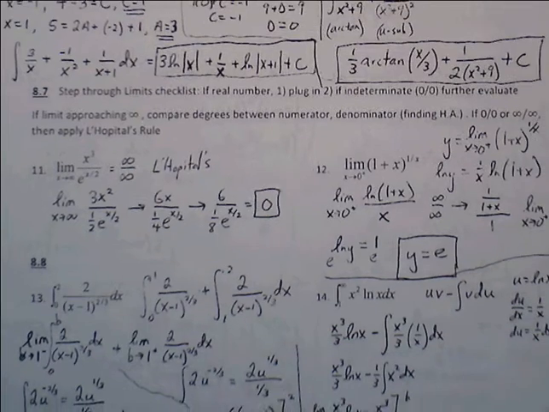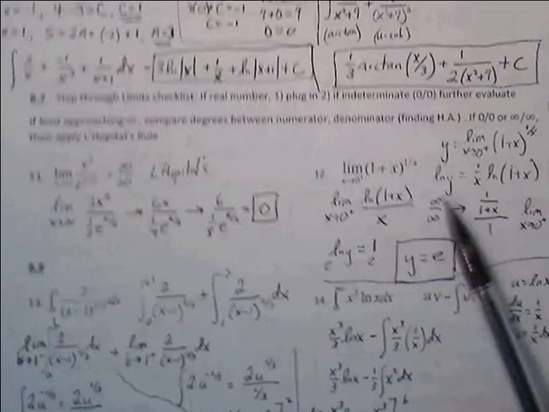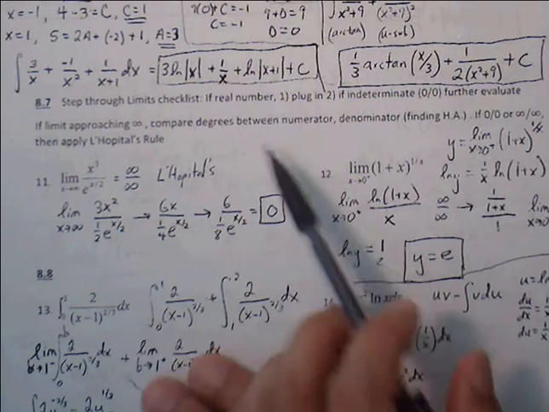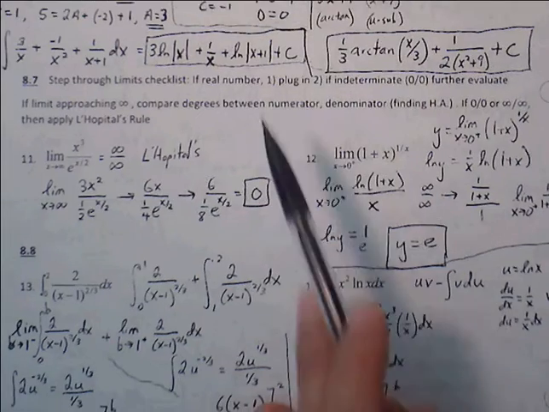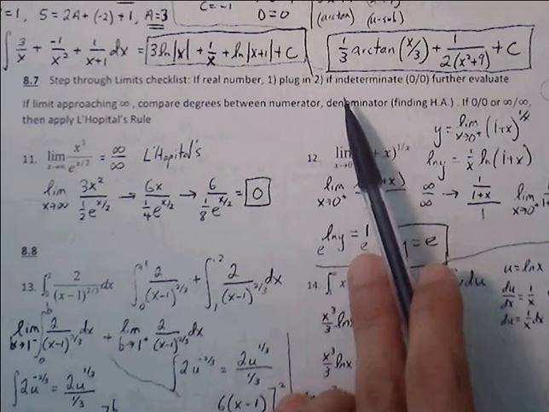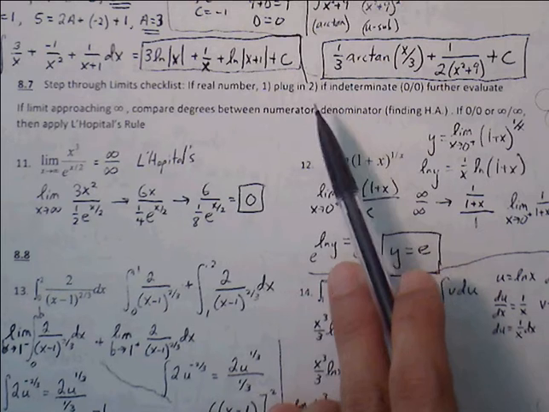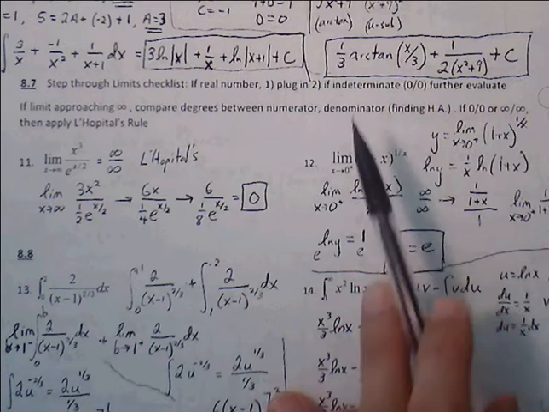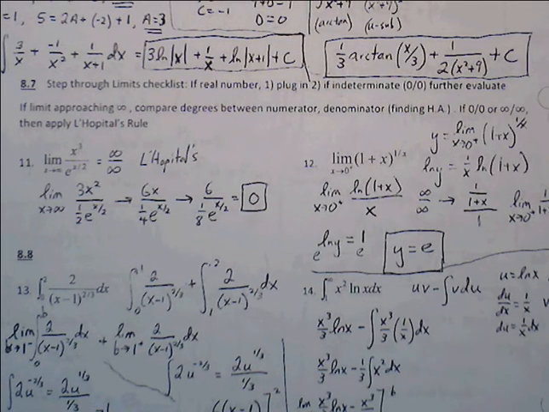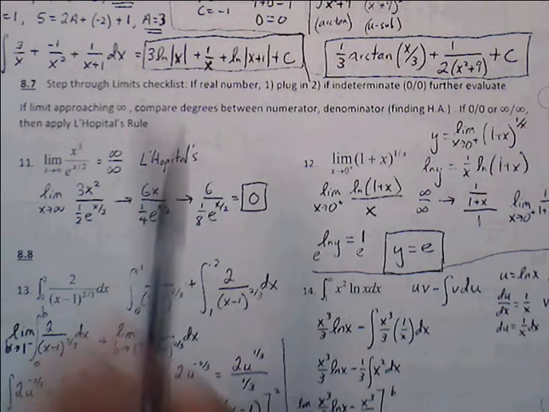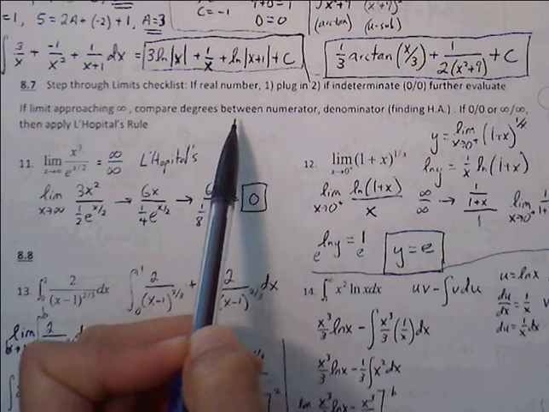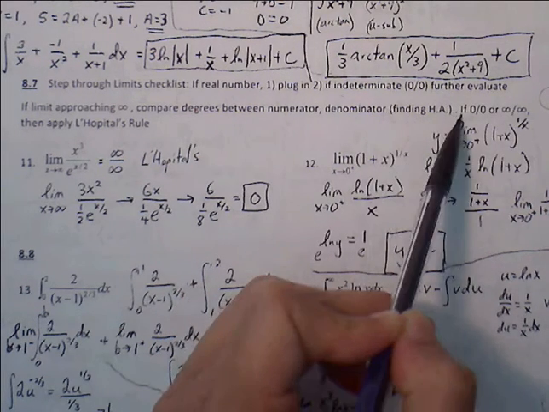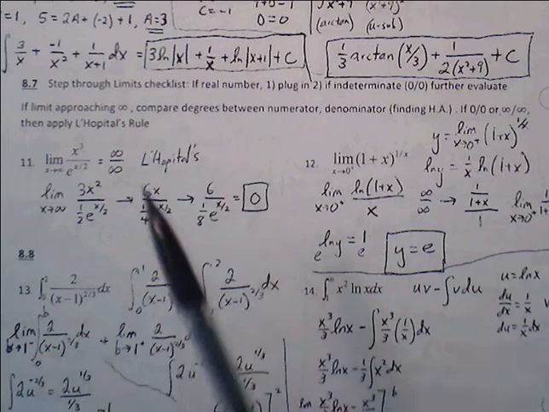8.7 and 8.8. All right, these are problems that involve limits. So we can think about stepping through a limits checklist. So if we see a real number, we want to just go ahead and plug in, and if we see indeterminate forms such as 0 over 0, we can further evaluate using L'Hopital's rule. If the limits approach infinity, we can compare degrees between numerator and denominator. And if it's 0 over 0 or infinity over infinity, we can, again, apply L'Hopital's rule.